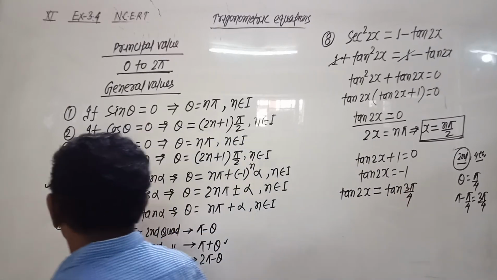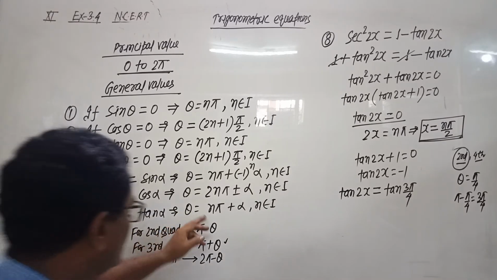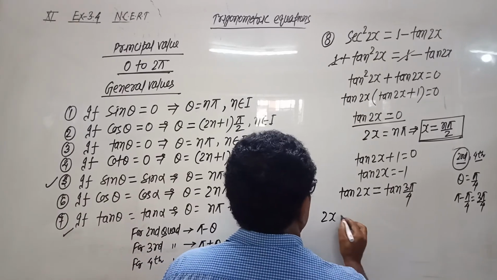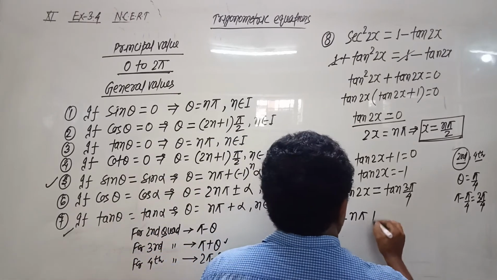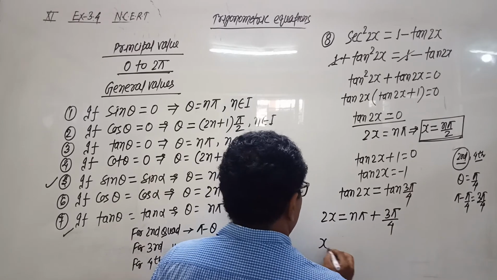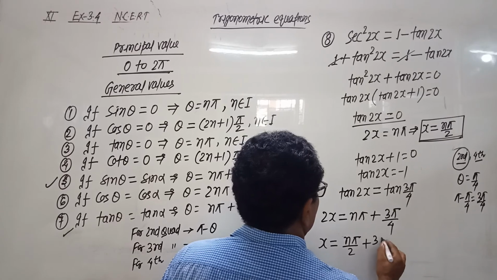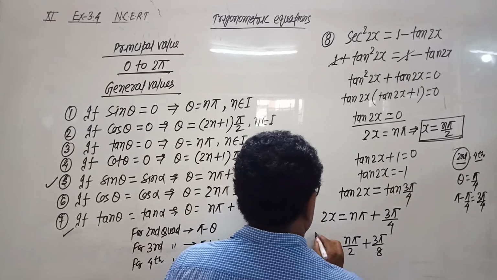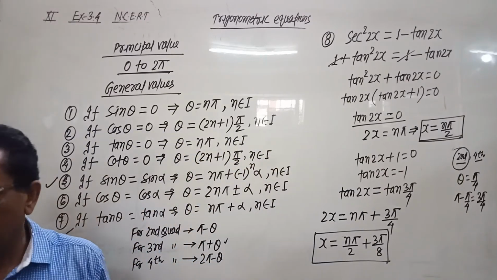And we use formula number 7. If tan theta equals tan alpha, then theta, meaning 2x, equals n pi plus alpha. The value of alpha is 3 pi by 4. Then by cross multiplying we get x equals n pi by 2 plus 3 pi by 8. So this is the other general solution for tan 2x plus 1 equals 0.